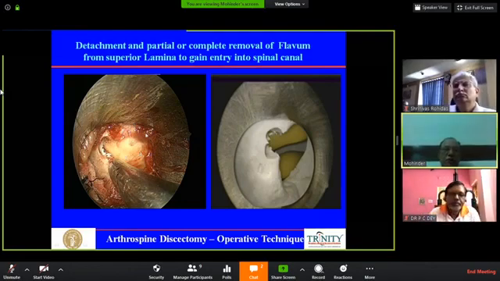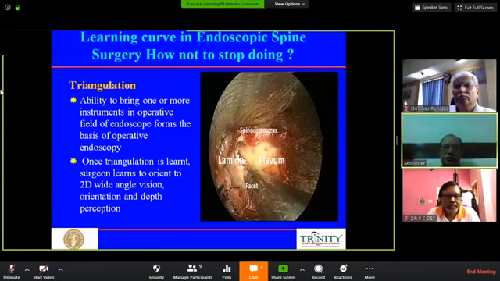So once you are able to see this picture, then you can comfortably proceed with the bone work or taking a few bites of the superior lamina. Nowadays surgeons are also using a burr. For beginners, I think a 3 millimeter or 2 millimeter Kerrison punch is an important part of the inventory, and you can use those.